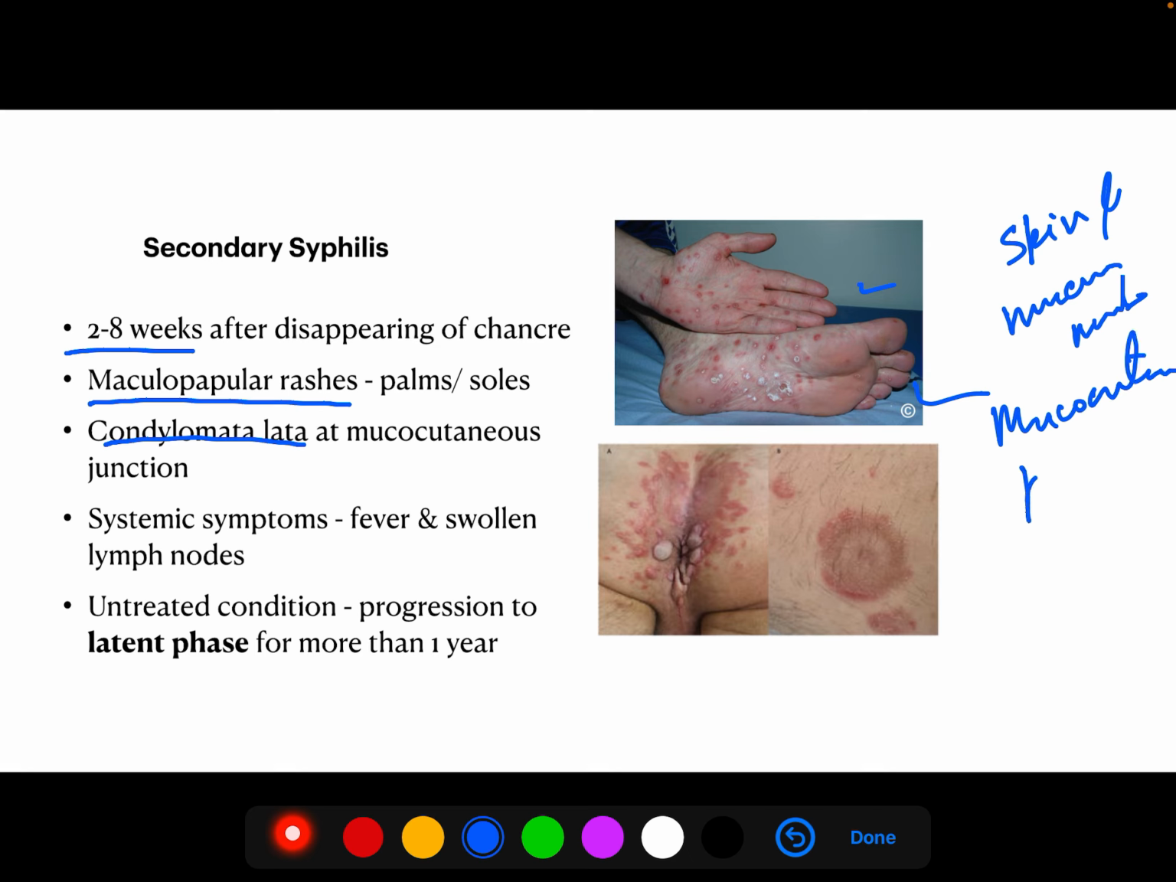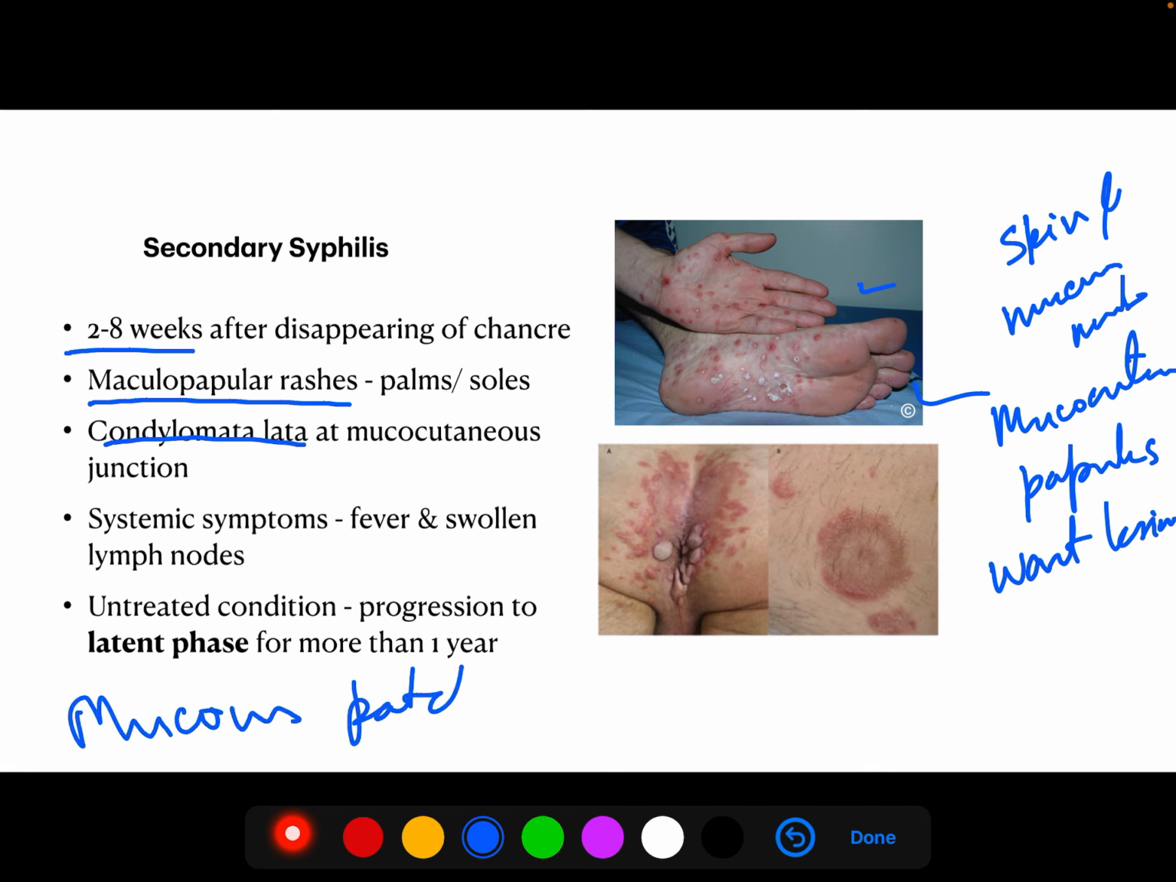These mucocutaneous papules coalesce to form large pink or greyish white, wart-like lesions. They are usually seen in moist intertriginous areas such as the perianal region, vulva and scrotum. Apart from that, mucous patches are also seen on the tongue.